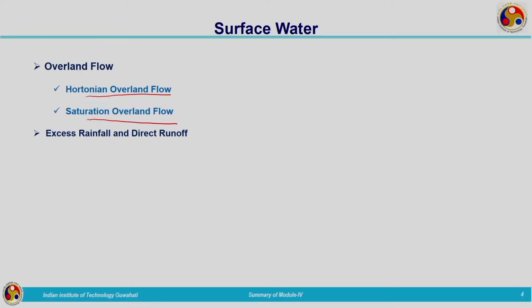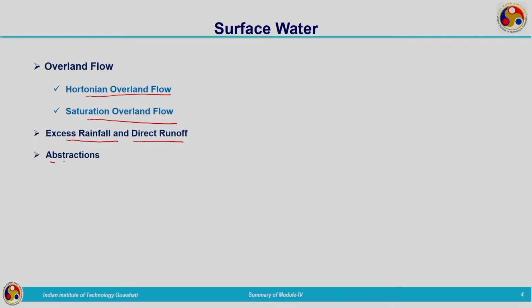And after that, we have covered the topic of excess rainfall and direct runoff. Once the storm has occurred and the storage components are satisfied, the remaining water will come as excess rainfall, and that excess rainfall is the contribution towards the direct runoff. So, it is very important whenever we are dealing with any water resources project, or any study related to flooding, that we have an idea about how much the excess rainfall is. That is, after the storage components are satisfied, how much water is remaining to contribute as runoff.